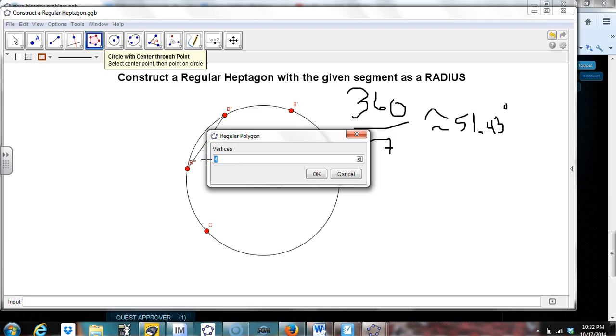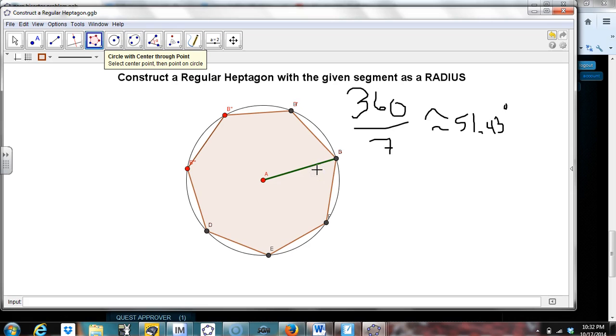How many vertices do we want? It's a heptagon, so we want 7. And click OK, and check that out. There's our regular heptagon, and there's our vertices, and it even continued for us and made that. So the interior is shaded, that means that we used the polygon tool, so we could actually measure area and circumference. We could do all sorts of good stuff. We can transform this whole shape as a polygon. But anyways, in GeoGebra, that's how we use the polygon tool.